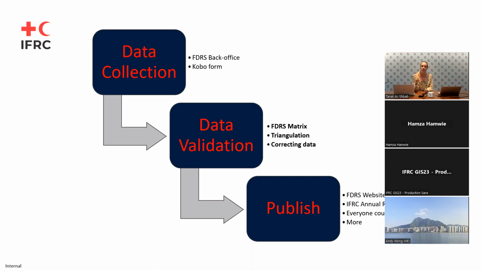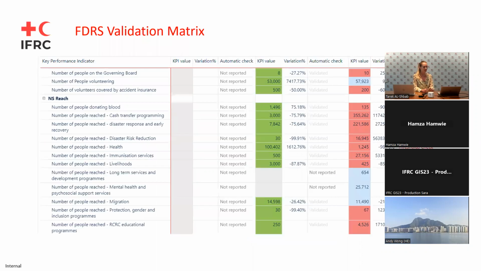Once we've gone through those questions with the National Society, we can then go on to validate their data. And now the data will be published onto our FDRS website. This data is publicly available, as long as this is okay with the National Society.